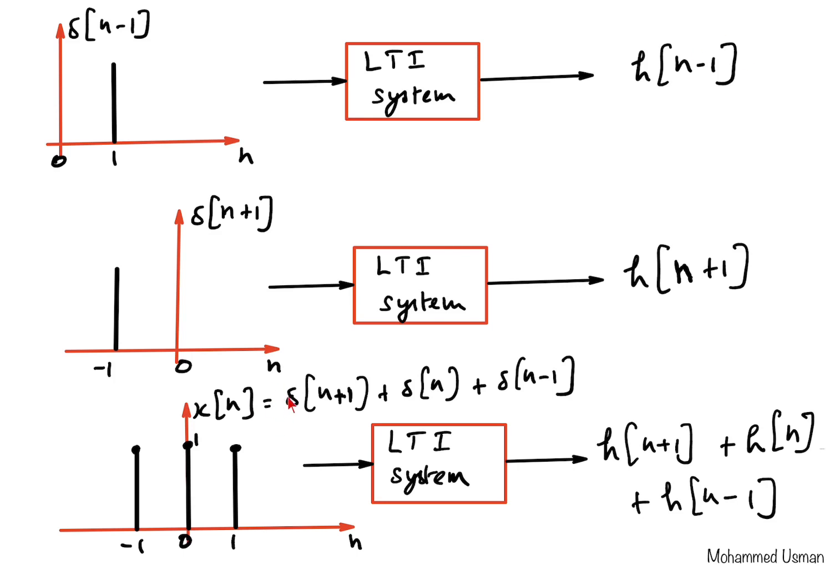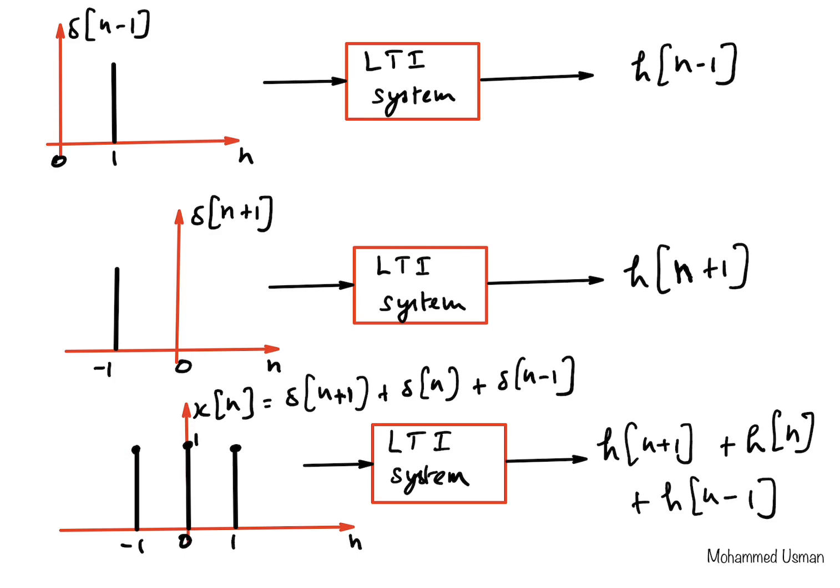Now here we have put the scaling factor as 1. Now I'm going to take this one step further, where we will introduce some scaling factors in this linear combination. That is, we will make the weights not equal to 1. We'll have some other values for these weights. So I'm going to give a new x of n, which will be, say, 4 times delta of n plus 1 plus 3 times delta of n plus 2 times delta of n minus 1, something like this, and see what the response of the system will be.